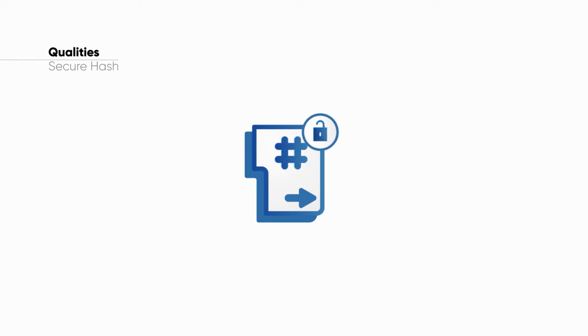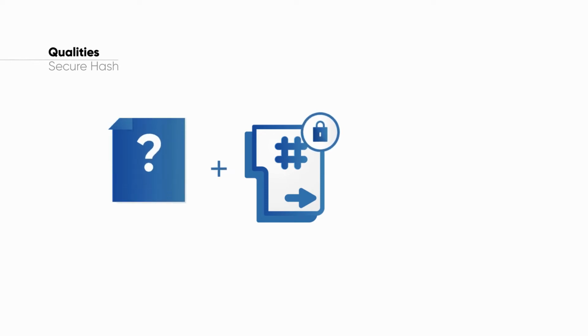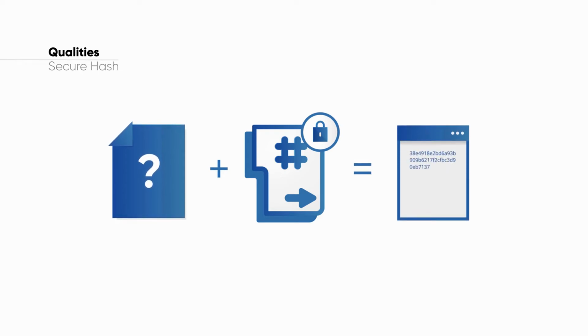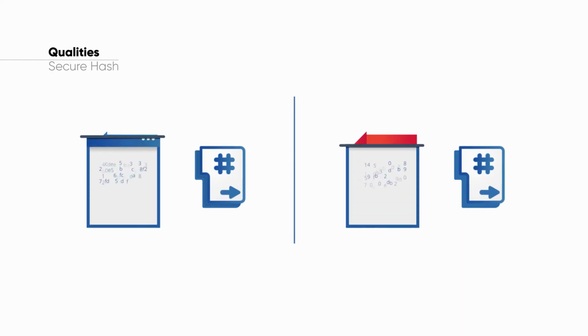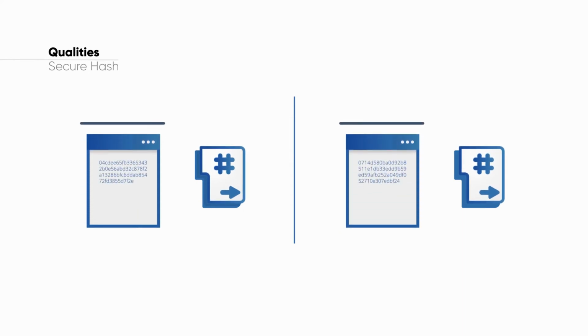Finally, a hash function needs to be secure. It is extremely difficult, if not impossible, to determine the input based on the hash value, while the slightest change to an input should generate a hugely different hash.